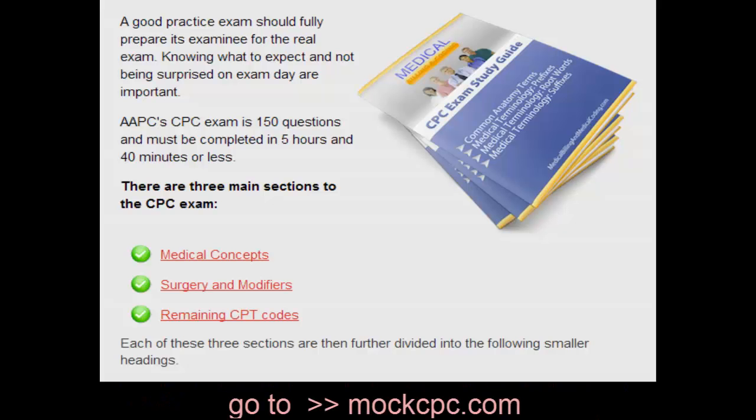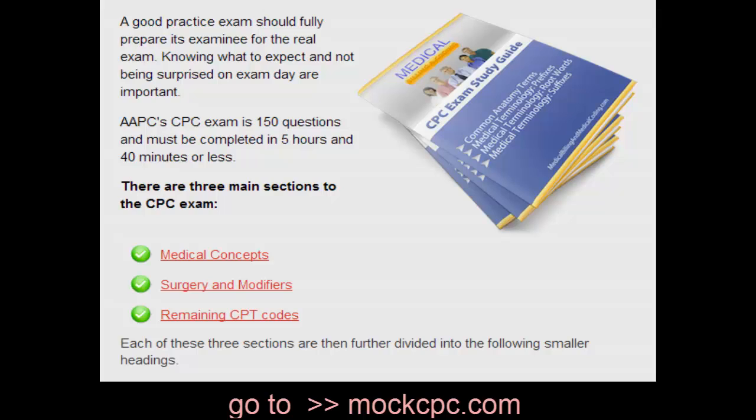A good practice exam should fully prepare its examinee for the real exam. Knowing what to expect and not being surprised on exam day are important. AAPC's CPC exam is 150 questions and must be completed in 5 hours and 40 minutes or less.